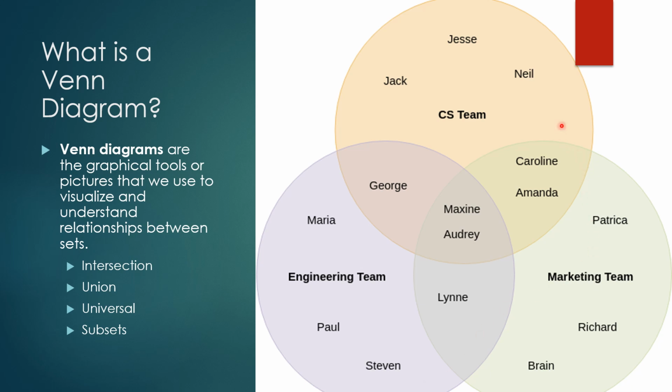As you can see in the diagram here, we have three circles. We have the CS team, the engineering team, and the marketing team. We can see that some people are only in the CS team, some people are only in the engineering team, and some people are only in the marketing team. However, there are a few people that overlap into more than one team, with Maxine and Audrey being in all three teams. This is where we can see the intersection of sets. We can then let the whole box be the universal set, and each of the CS, engineering, and marketing teams are subsets of that universal set, say, of a company.